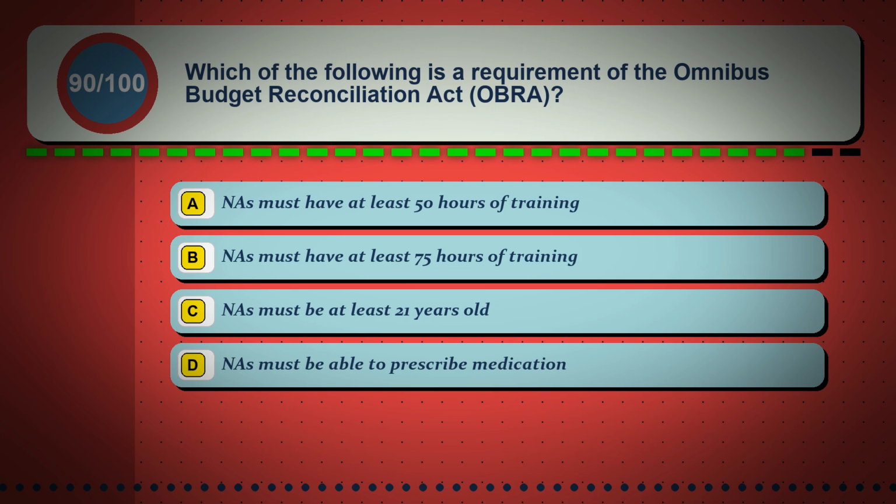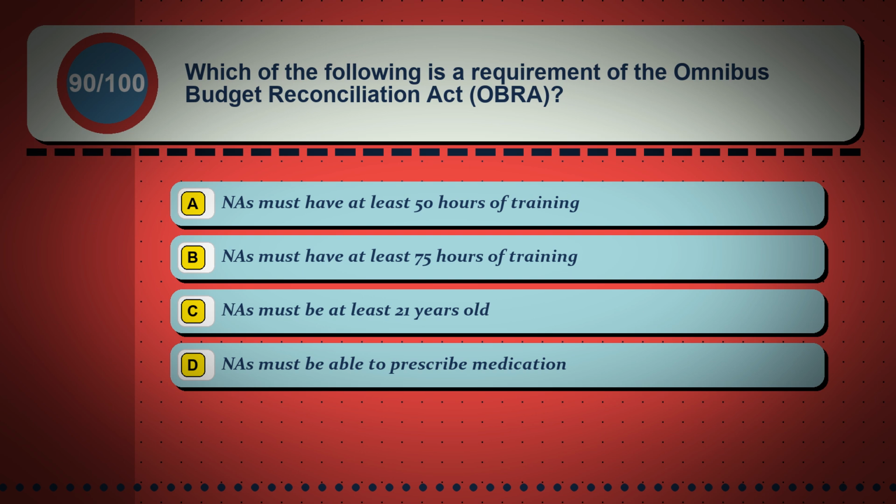Question 90. Which of the following is a requirement of the Omnibus Budget Reconciliation Act, OBRA? Option A. NAs must have at least 50 hours of training. Option B. NAs must have at least 75 hours of training. Option C. NAs must be at least 21 years old. Option D. NAs must be able to prescribe medication.